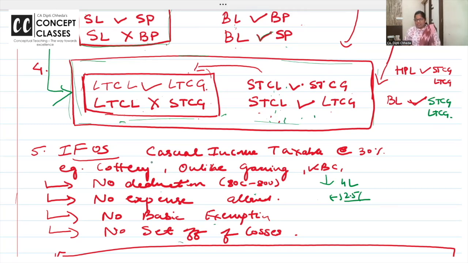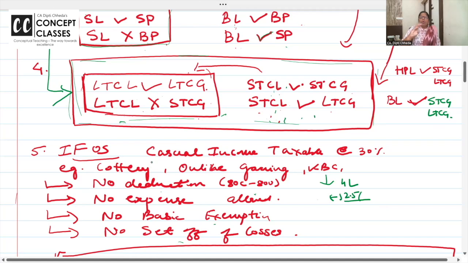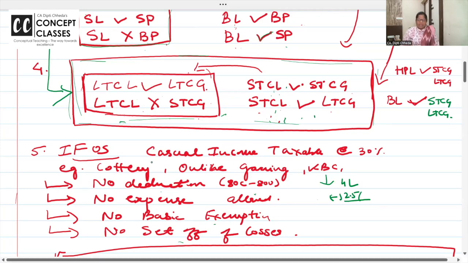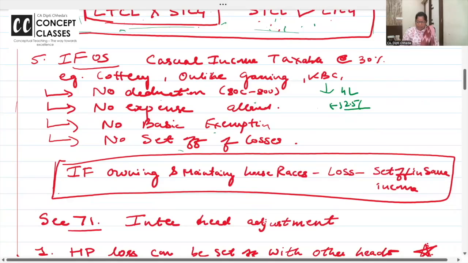Can we set off casual income with the other heads? Answer is no. In short, casual income is taxable at a flat 30%. Few cases at 78% undisclosed income and all we have studied. But from this, four things: no deduction, no basic exemption, no expenses are allowed, and no other losses can be set off in the casual income. You'll have to pay fixed tax for it. Okay, right.